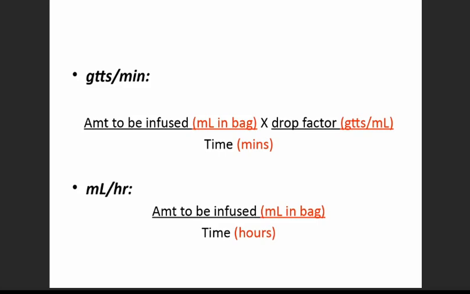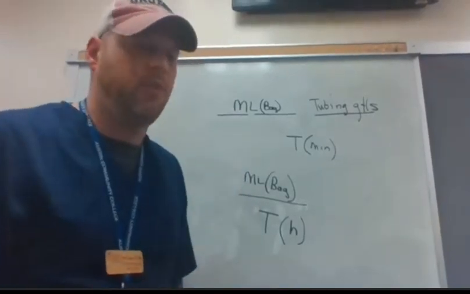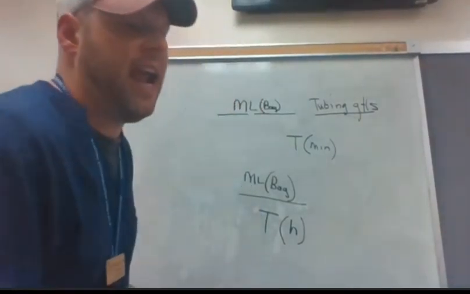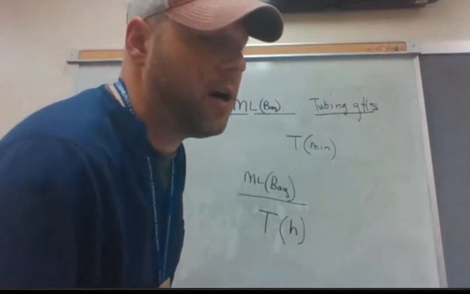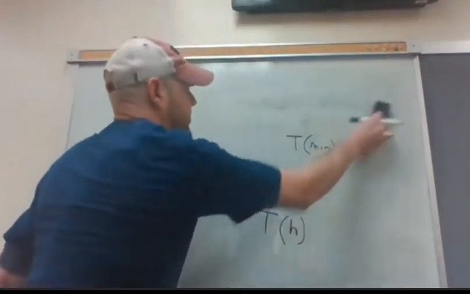So let's do a few of these problems together. And I will do number 6. And now you understand why setup is the most important portion of this. All right, so the physician has ordered D5W 1,000 milliliters to be infused over 8 hours. The infusion set delivers 20 drops per milliliter. What is the infusion rate?